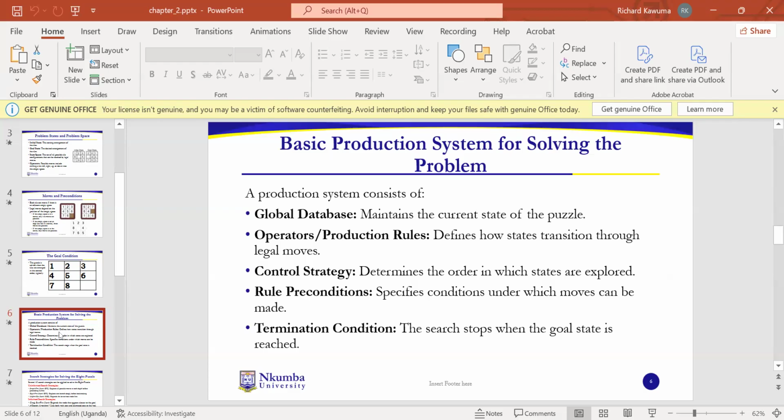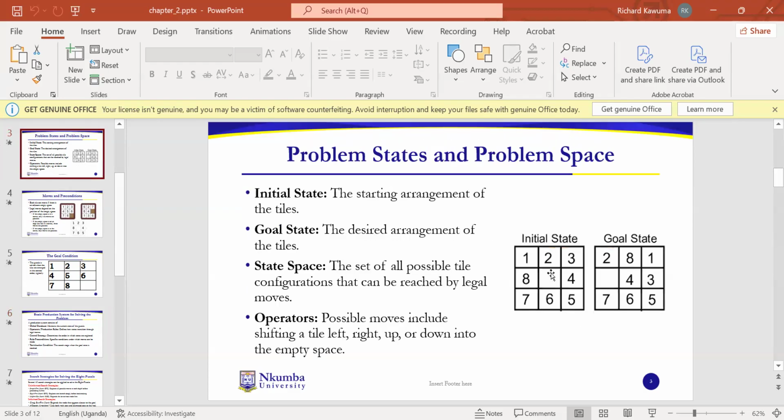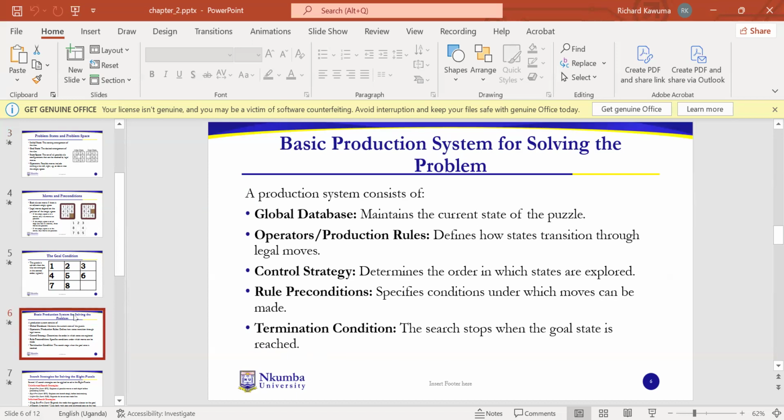Then the control strategy determines the order in which states are explored. Now, remember here we talked of the order. For example, here we have 4 orders. You can take this, you can take this, you can take this, you can take this. Here you have 3. So when we talk of the control strategy, what movement are you going to take?